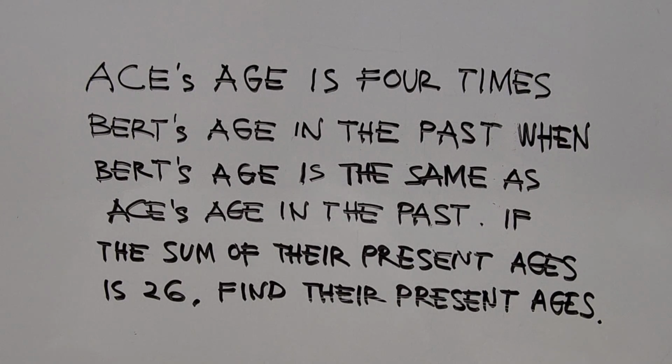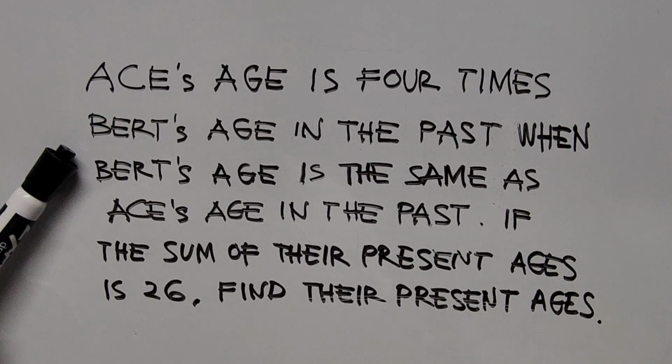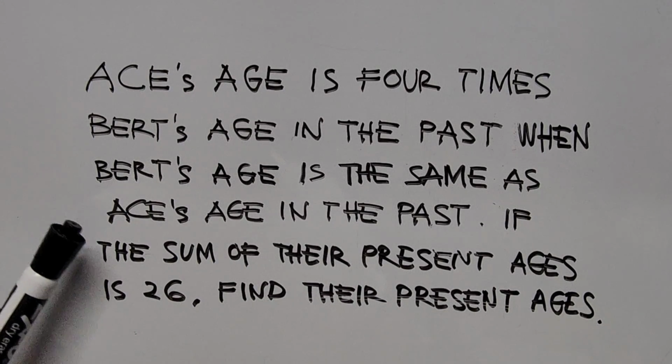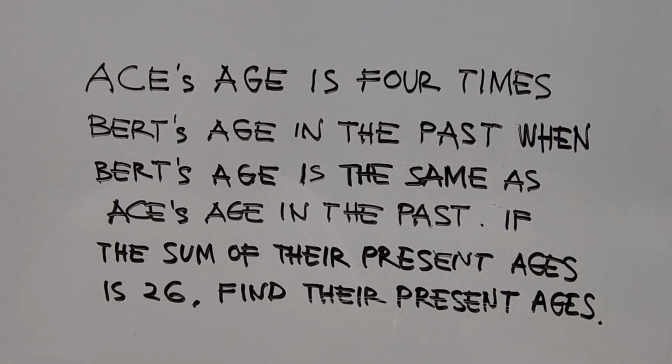Let's start by reading the problem. A's age is 4 times Bert's age in the past, when Bert's age is the same as A's age in the past. That's the period right there. So the sentence is constructed, it involves two time frames indicating the past and the present, right? Comparing Bert's and A's age at different tenses, past and present. And the second sentence says here, if the sum of their present ages is 26, find their present ages.